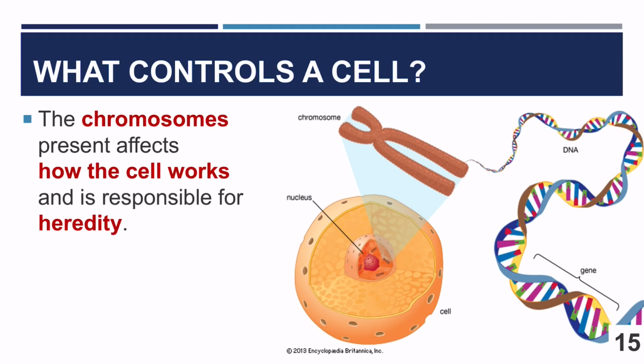Now, chromosomes will affect how the cell works and are responsible for heredity. Heredity refers to the inheritance or the passing down of characteristics. So for instance, you look the way you are because your parents pass down their genetic materials to you. So when the sperm and the ovum fuse together during fertilization, it passes on some of the DNA to you, then it develops and ends up as who you are.